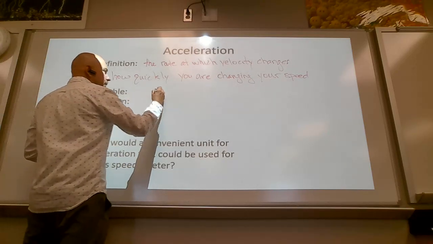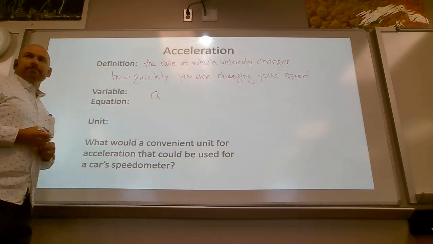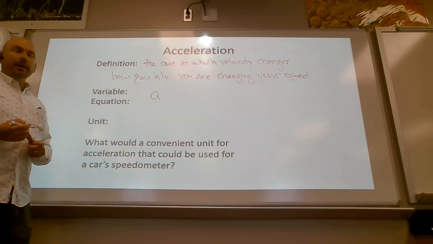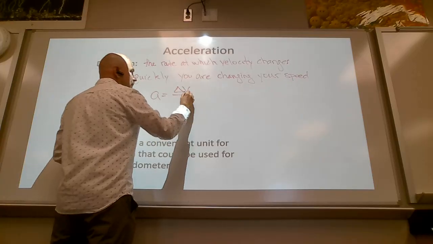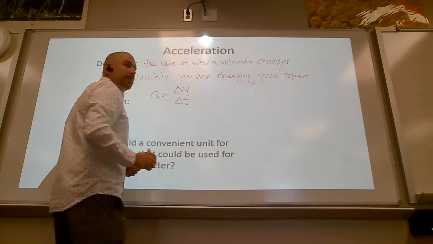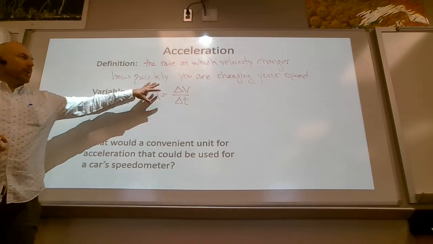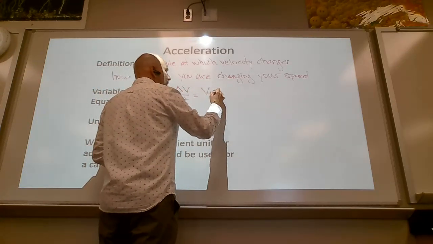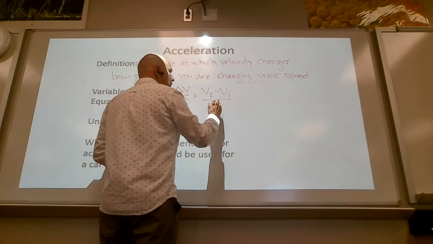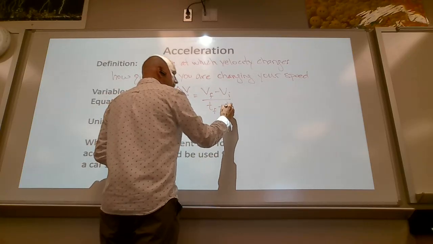The variable for acceleration is a lowercase a, and the equation is delta v over delta t. So change, the rate at which velocity is changing. You could expand that to final velocity minus initial velocity over final clock reading minus initial clock reading.